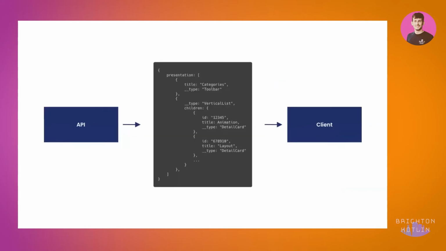So if we hop back over to the image I initially shared at the start of this talk, we can see the kind of response that we'd be providing to our client. In this response, we describe the UI to the client rather than just the data that was requested. So in this presentation array in the middle of the screen there, we can see different objects that essentially represent different UI components.